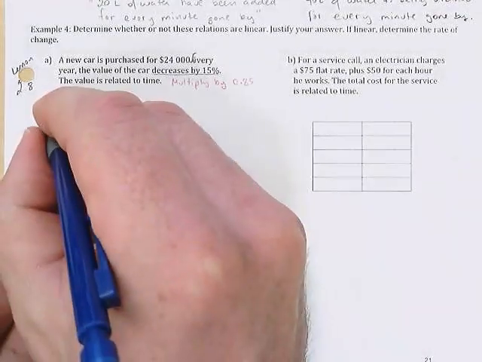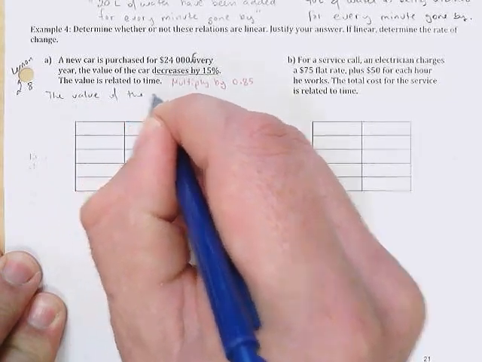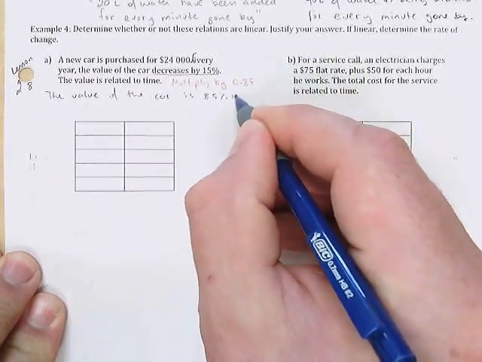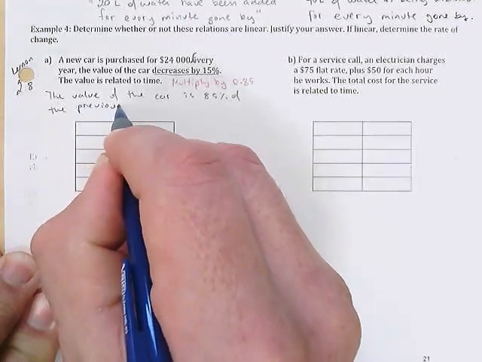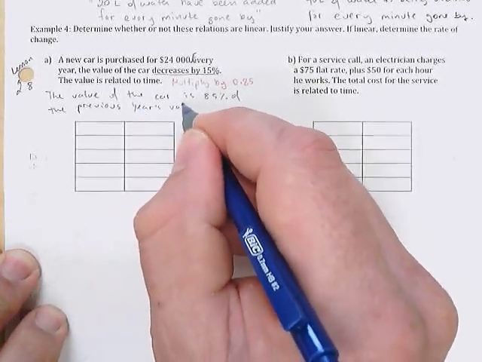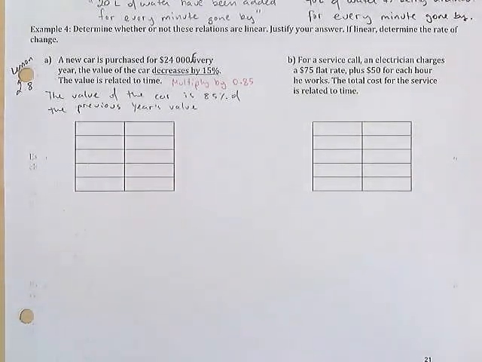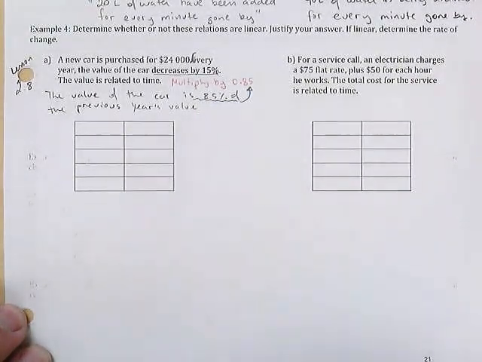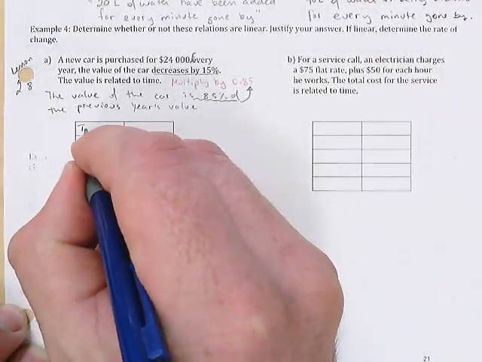We multiply by 0.85 because the value of the car is 85% of the previous year's value. If something decreases by 15%, that means that 85% is remaining. And so because of this, we're just going to multiply by 0.85 every year to find the value. That saves us time. So we have time in years.